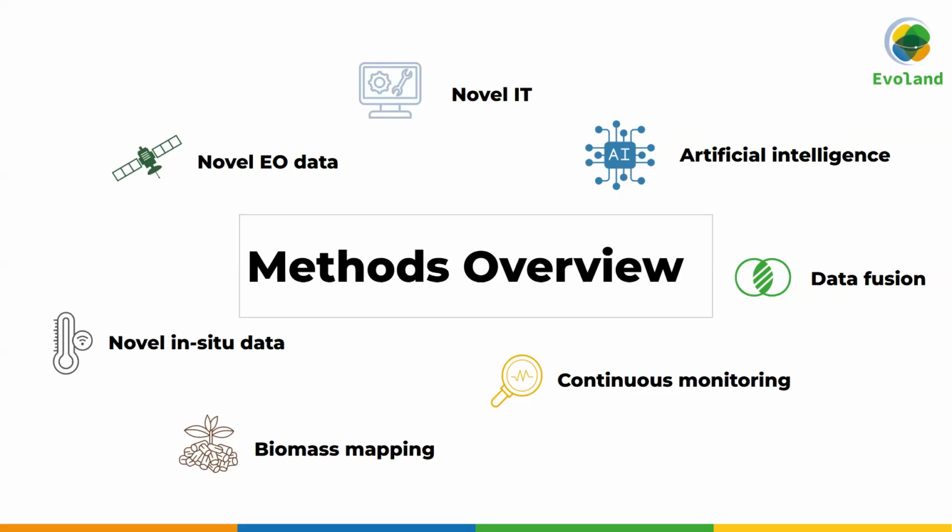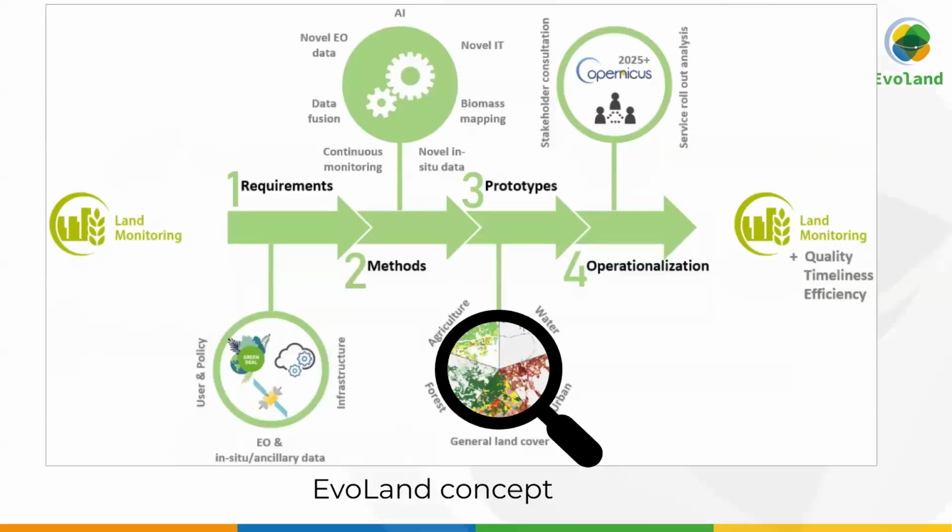We're using data fusion to improve the spatial, spectral, and temporal resolution of the existing data set. We want to use continuous monitoring so that we move from currently multi-annual or annual products to products that are created maybe every month or even at a higher temporal resolution, especially in the fields of forestry, urban, and land use changes. And then biomass mapping, where we use new methods to map above ground biomass and also gross primary productivity in croplands and grasslands.